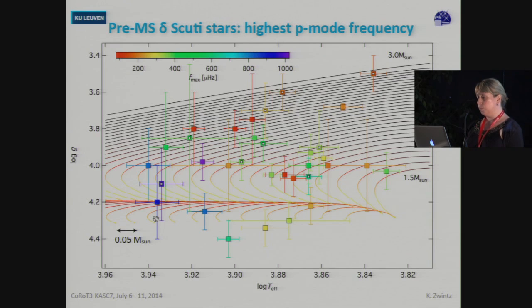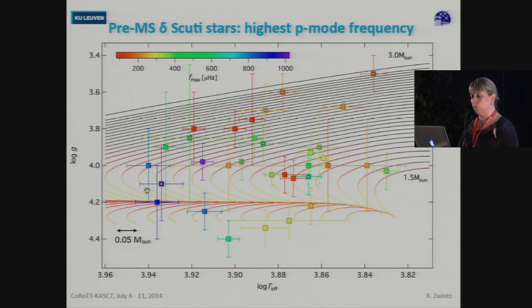And so if you color code the sample now with this highest p-mode frequency, which is given here in microhertz, the color scale is on top, you see that there seems to be a trend that the least evolved stars, that are farthest away from the sun's main sequence, seem to be slower pulsators than the ones close to it.